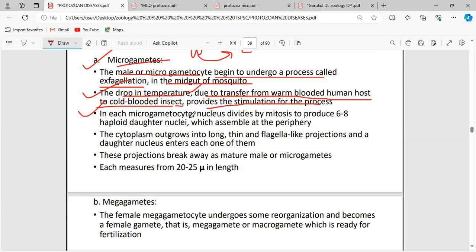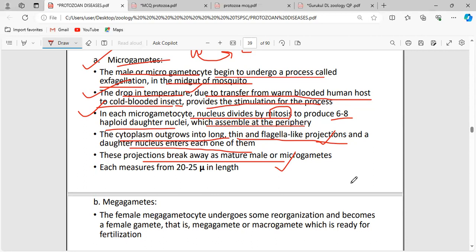In each microgamete, the nucleus is divided by mitosis. Again, the division takes place and produces 6 to 8 haploid daughter nuclei, which are arranged only at the periphery, the outer region. The cytoplasm outgrows into large, thin flagella-like projections. They produce the flagella, and a daughter nucleus enters each one of them. And these projections break away and mature into a male gamete, the microgamete.